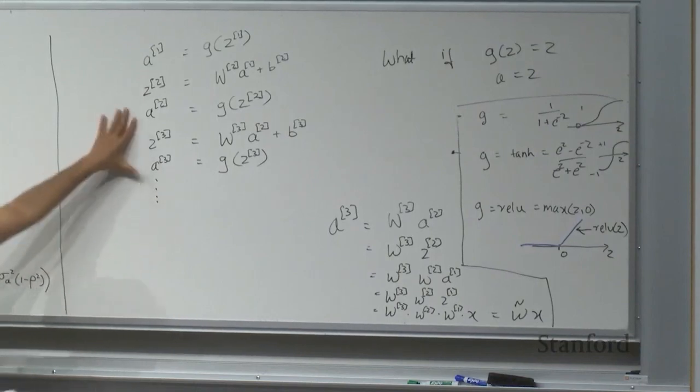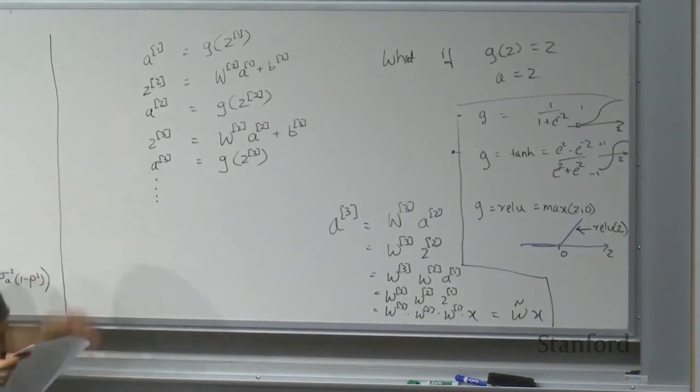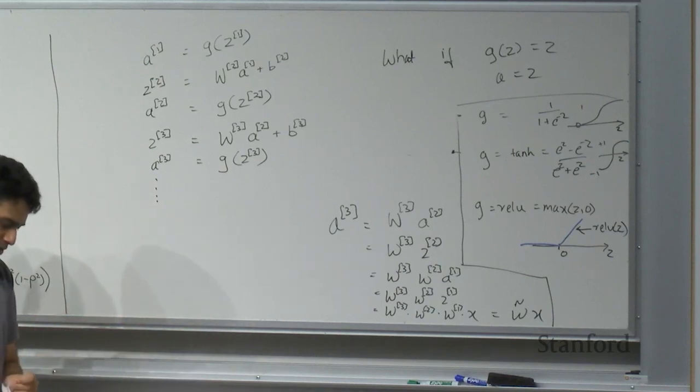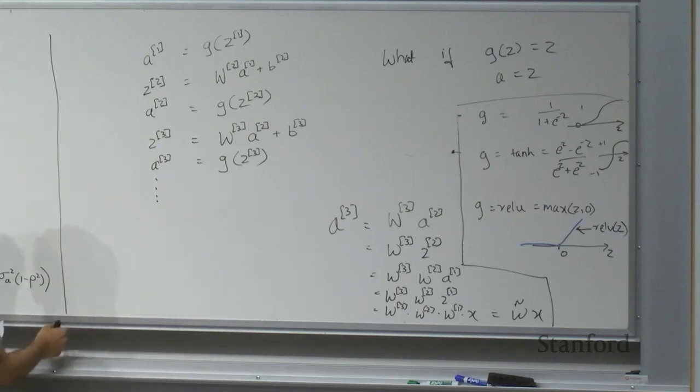Moving on. So this is how we construct a fully connected network. And now, once we have constructed it, we're going to see how we're going to train this network. Okay, and that brings us to backpropagation.